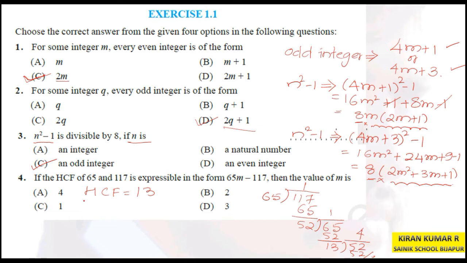Now this highest common factor is expressible as 65m minus 117 as per the question. So I need to equate it to 13. Let me find the value of m. This will be 13 added to 117 divided by 65. This is 130 divided by 65. It is 2 times. Therefore, the right answer is option B, 2.